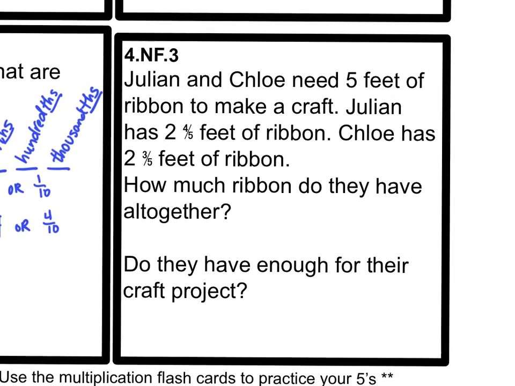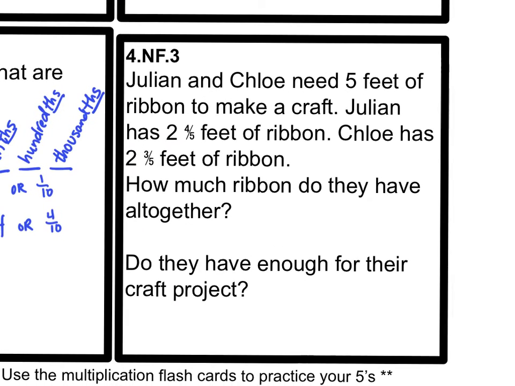On this last one, we also did not get to this kind of math before school ended. Julian and Chloe needed 5 feet of ribbon to make a craft, so we know right away they're going to need at least 5 feet of ribbon. Julian has 2 4/5 feet of ribbon. Chloe has 2 3/5 feet of ribbon. How much do they have all together? Special word, all together. All together means to add, you guys.